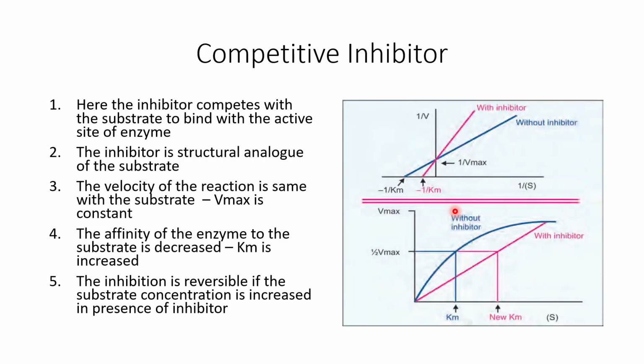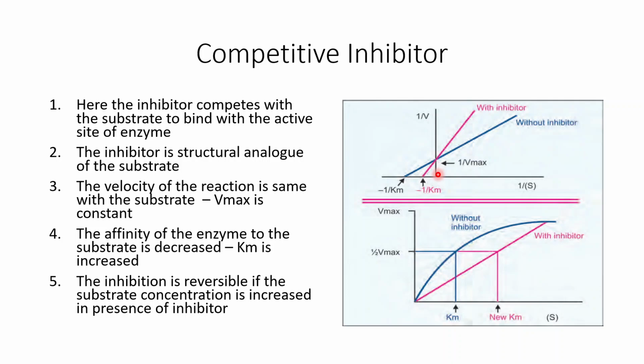If you look at the graph, without the inhibitor we have a Vmax, or the maximum velocity, and in the presence of inhibitor the maximum velocity is the same. So Vmax is the same without the inhibitor or with the inhibitor, but the Km value in case of inhibitor is increased. Increased Km value indicates a decreased affinity. Same with the Lineweaver-Burk plot. You can see over here the Km value is increased, and Vmax remains the same.